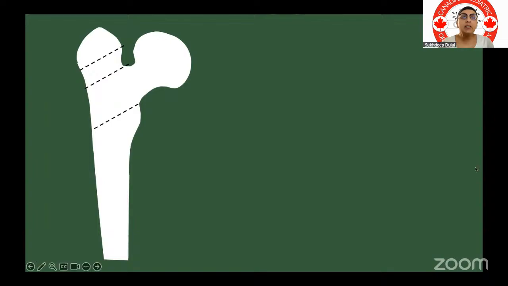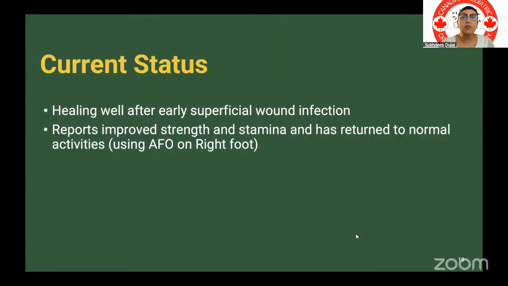So we proceeded with a Morscher osteotomy, or I guess our version of a Morscher osteotomy. So this involves 3 cuts, all parallel to the femoral neck, one at the superior margin, one at the inferior margin. Now he reports improved strength and stamina and has returned to sports shortly. So I'll open up the floor to discussion or questions.